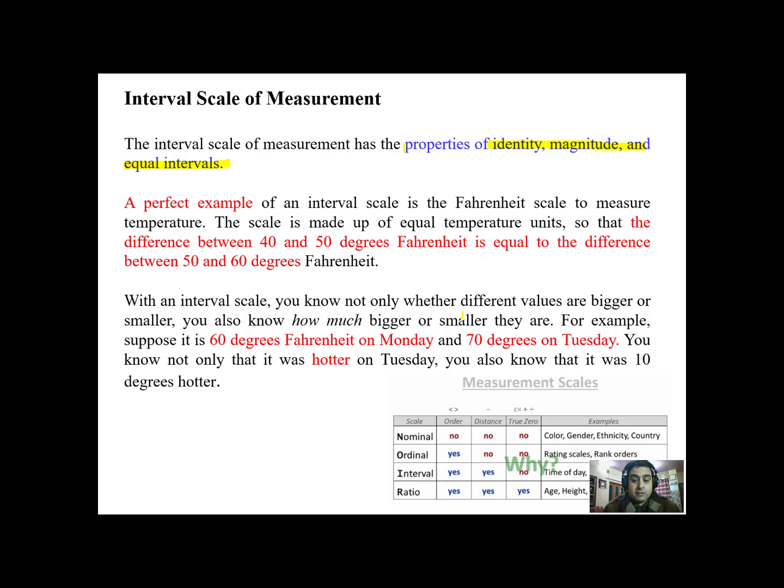Other examples of the interval scale of measurement include time of the day, that is 2 p.m. and 4 p.m., which have a difference of 2; 6 p.m. and 8 p.m., which have a difference of 2. So we can call that having equal intervals. Other examples may be year, like 1998 and 2000, the difference is 2; 2000 and 2002, the difference is 2. IQ scale, Likert scale. So this is about the interval scale of measurement.